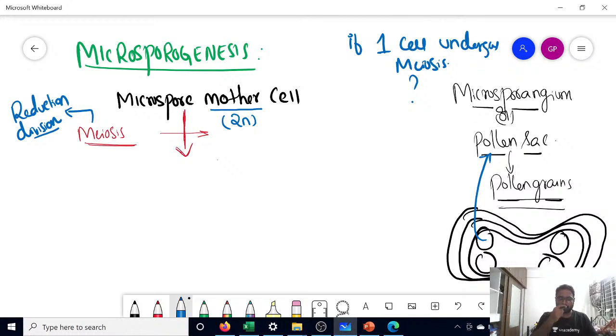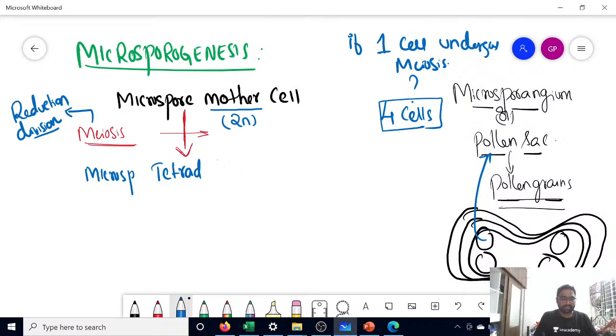Yes. Meiosis, how many cells will form? Yes, 4 cells. Very good, students. So now this is going to be a tetrad. Which tetrad? Microspore tetrad. Please write down, students. Microspore tetrad is going to be formed here. So one tetrad is equal to how many pollen grains?